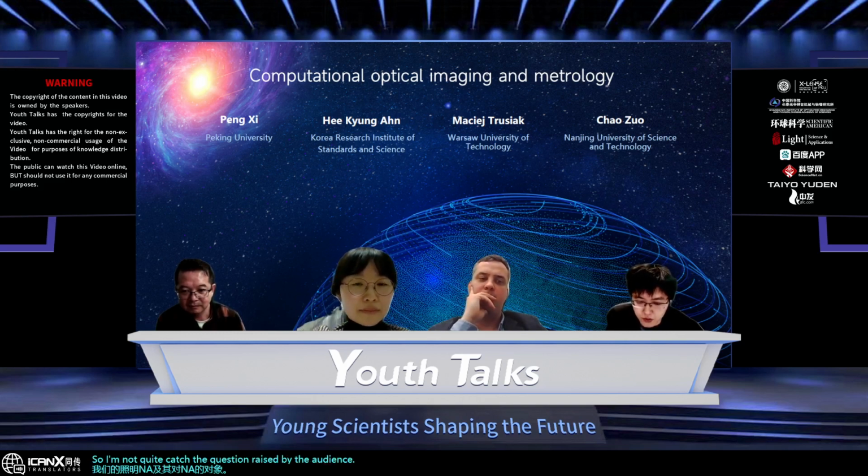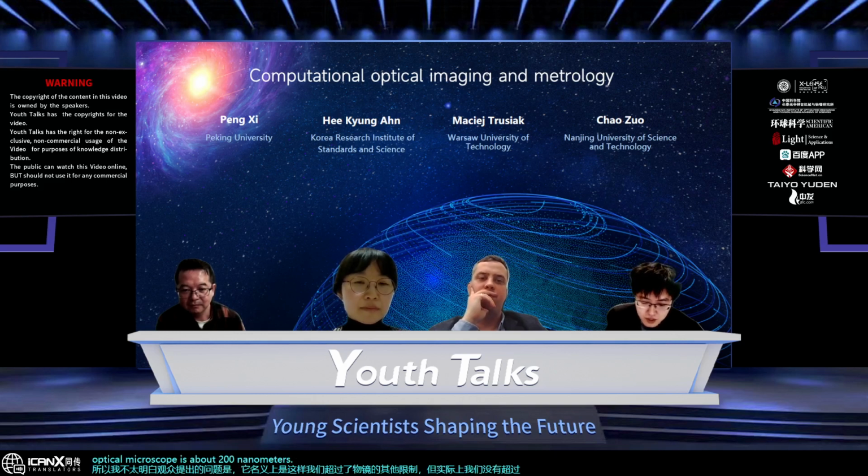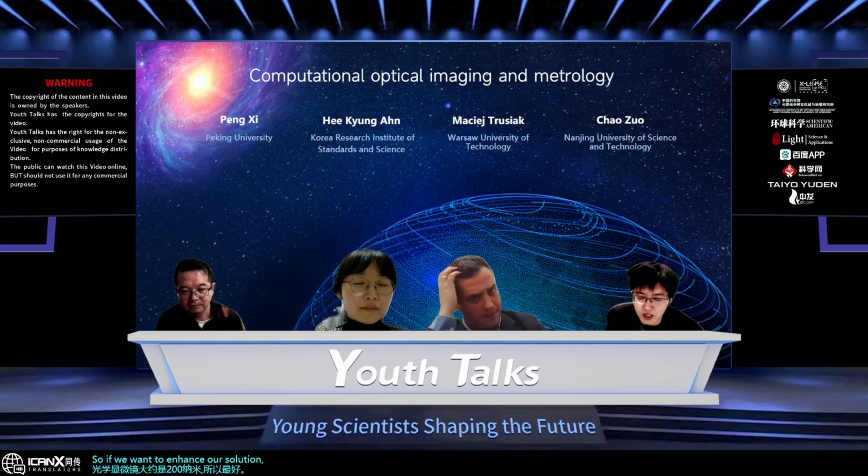Nominally, we surpass the resolution limits of the objective lens, but actually we don't surpass the resolution limits of the optical microscope, which is about 200 nanometers at best. So if we want to enhance the resolution, we should either increase the NA of the illumination or increase the NA of the objective lens.